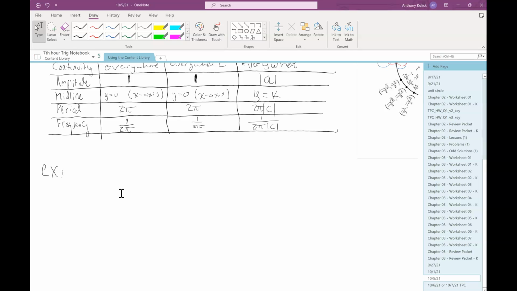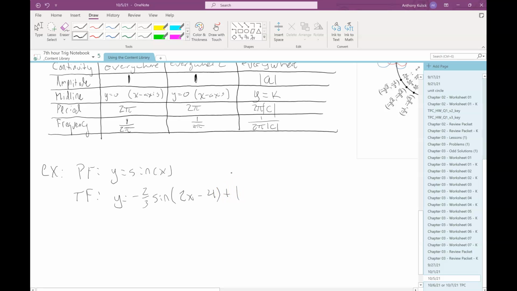Anyways, so let's say the parent function is y equals sine x, and our transformed function is y equals negative 2/3 sine of (2x minus 4) plus 1. And let's say we want to find the domain and the range and the amplitude and the midline and the period and the frequency and all that jazz. Okay?